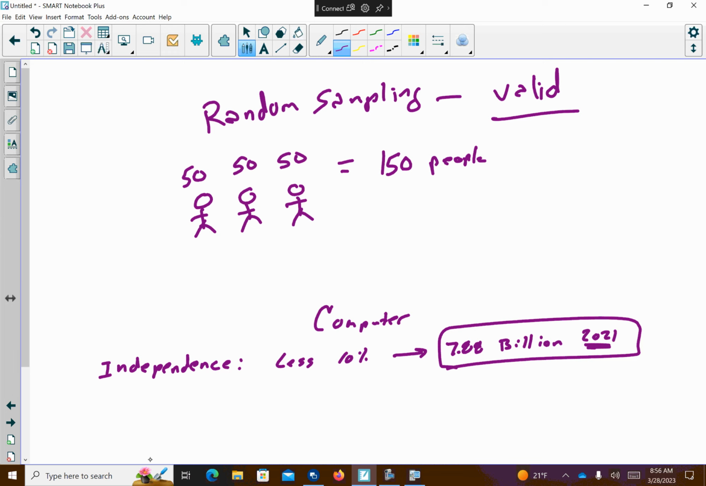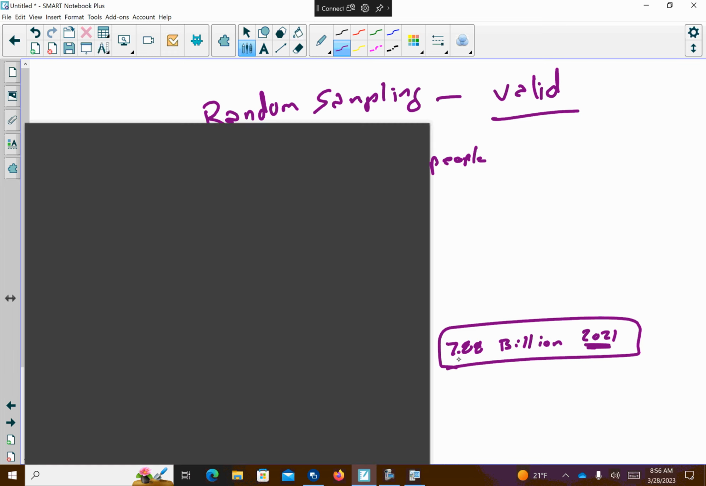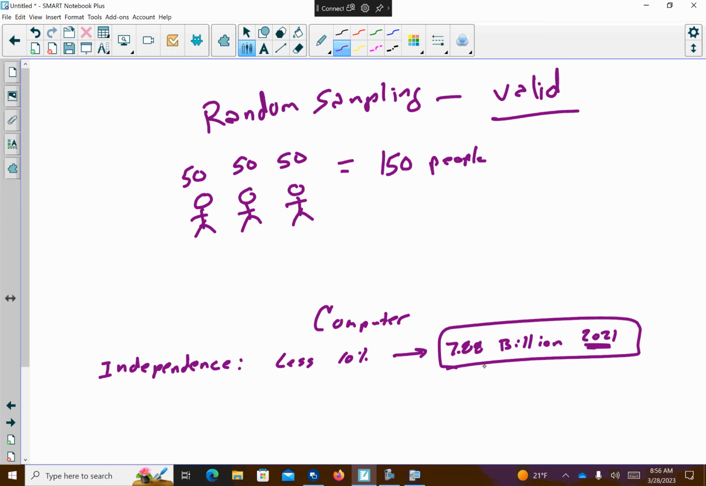But if we were to say, hey, we want to test 7.88 billion people as of 2021, did we test less than 10% of that population? I mean, that's an enormous population that you're trying to pick. So independence. Are the observations influencing each other in some way? Like, did I create something that caught your thought process?